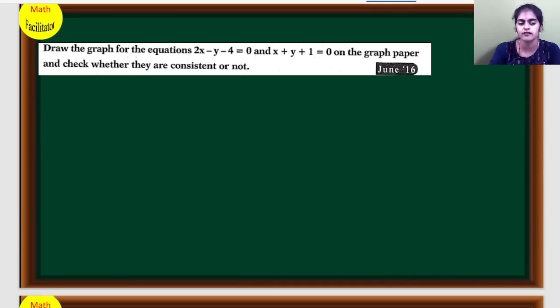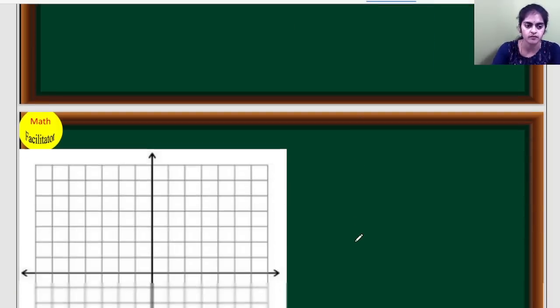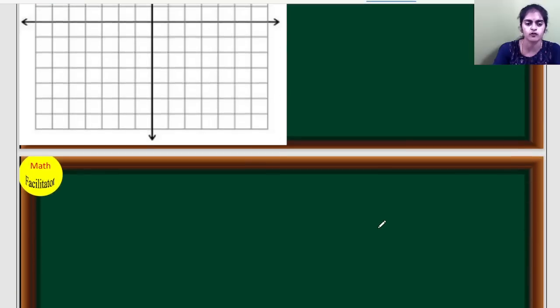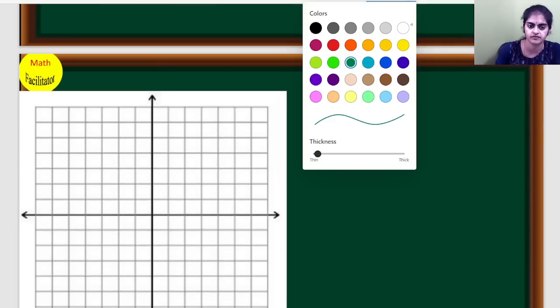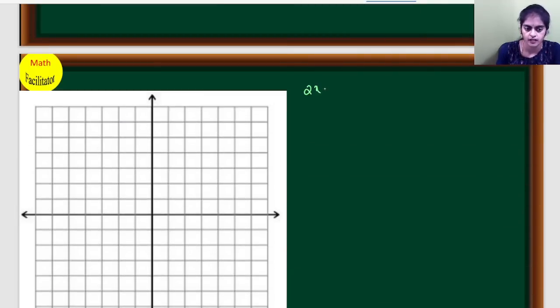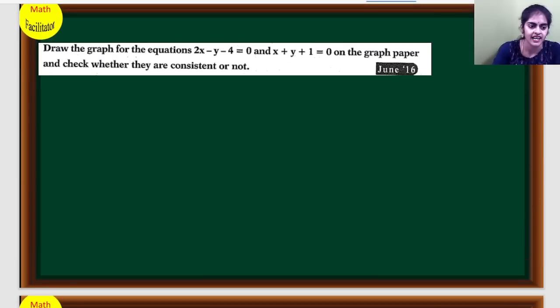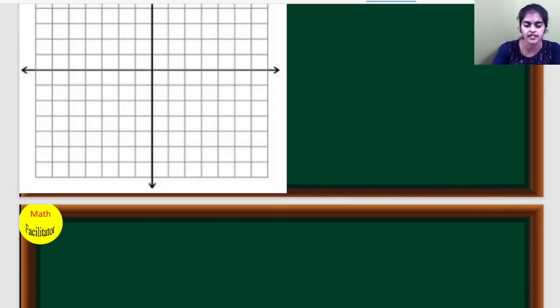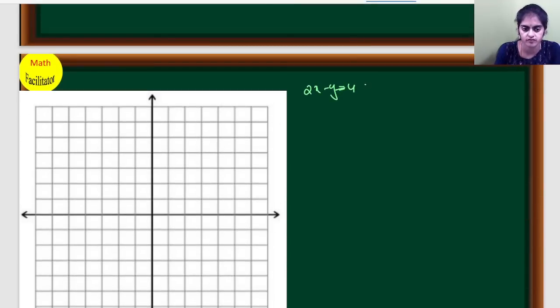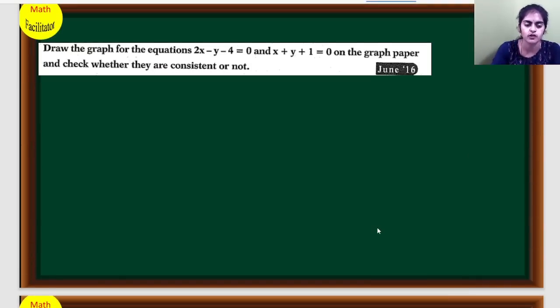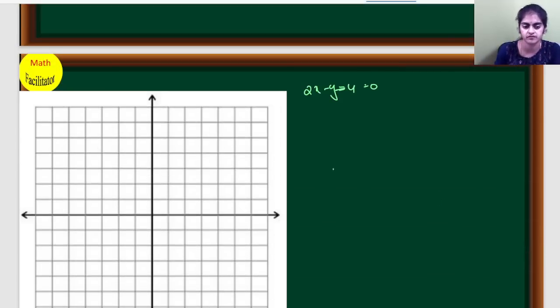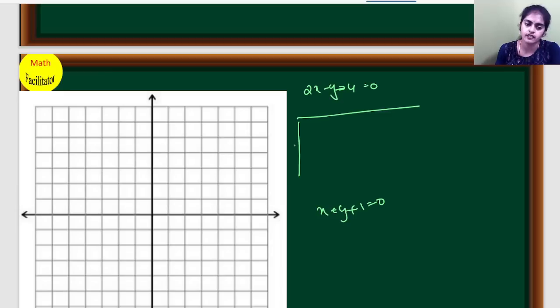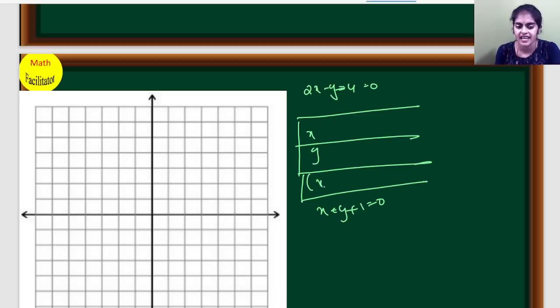Draw the graph for the following and state whether they are consistent or not. So the first one is 2x minus y is 4, and 2x minus y is minus 4, that is 2x minus y minus 4 is 0, and x plus y plus 1. So here again, to draw a straight line, 2 points are sufficient. So I'm just taking the points as x, y.